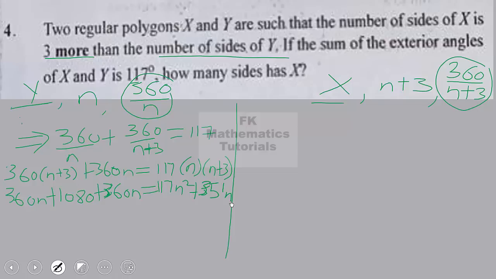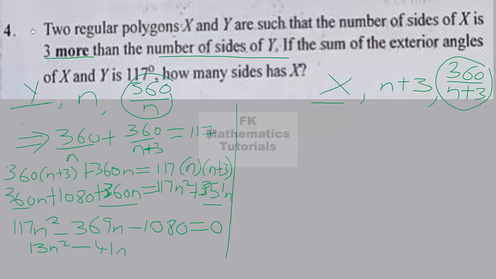Now, when we group the like terms, we get 117n squared. So 351n minus 720n will be equal to minus 369n, then minus 1080, all equals 0. We can divide through by 9. So when we divide through by 9, we get 13n squared minus 41n minus 120 is equal to 0.